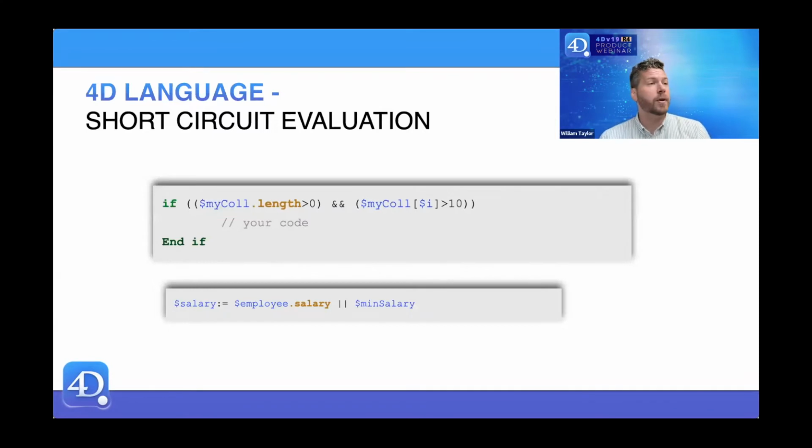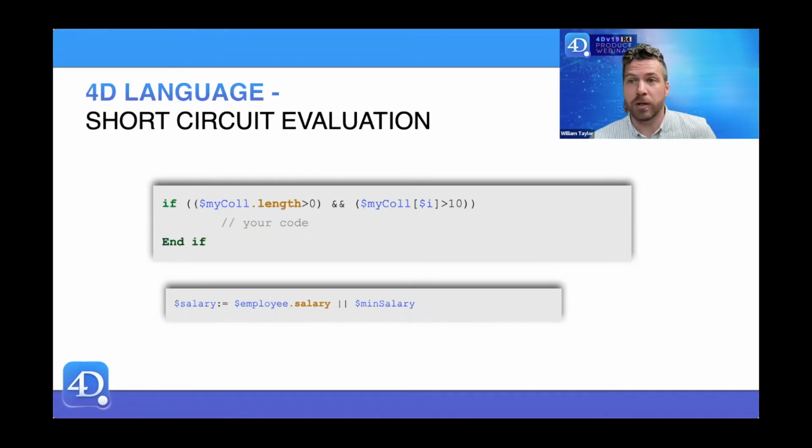And 4D has also implemented a great idea in v19 R4, short circuit evaluation. Now, this is using the double ampersand or double bar characters for AND or OR respectively. So in an expression that uses these AND or OR operators, a short circuit evaluation means that the second argument is executed or evaluated only if the first argument does not suffice to determine the value of the expression.